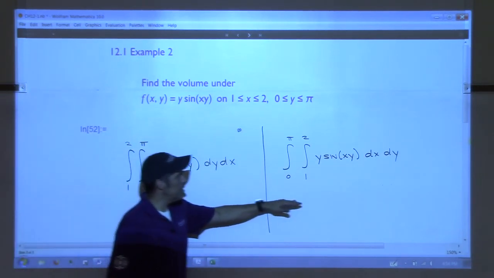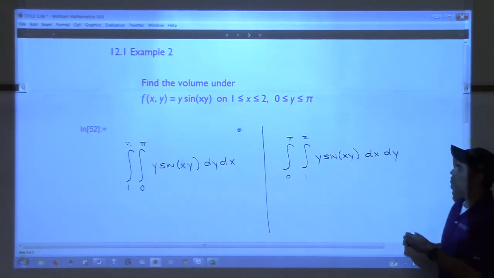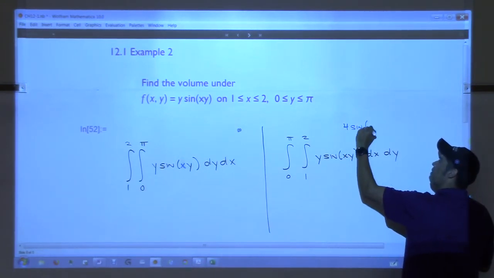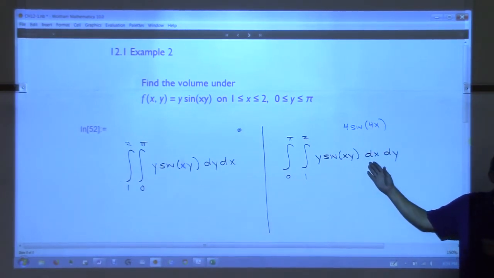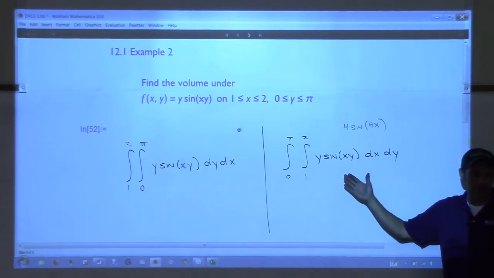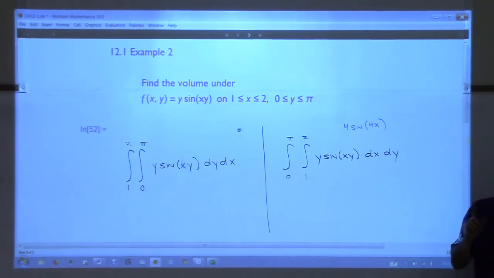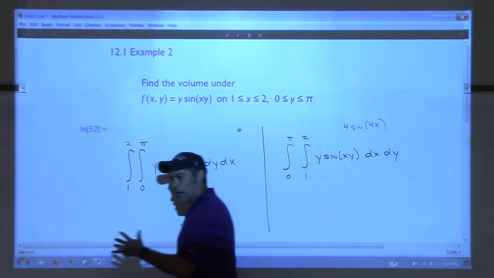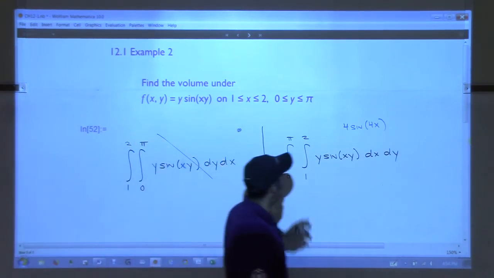But if you switch the order here, now y is your constant. And so this may as well look like 4 sine of 4x. And could you integrate that with respect to x without any technique of integration, other than just knowing the antiderivative of sine of something? So this would actually be preferred, because the integration's easier. Do you all agree? Order of integration, sometimes one way is better than the other. So I'm going to choose to do this one.